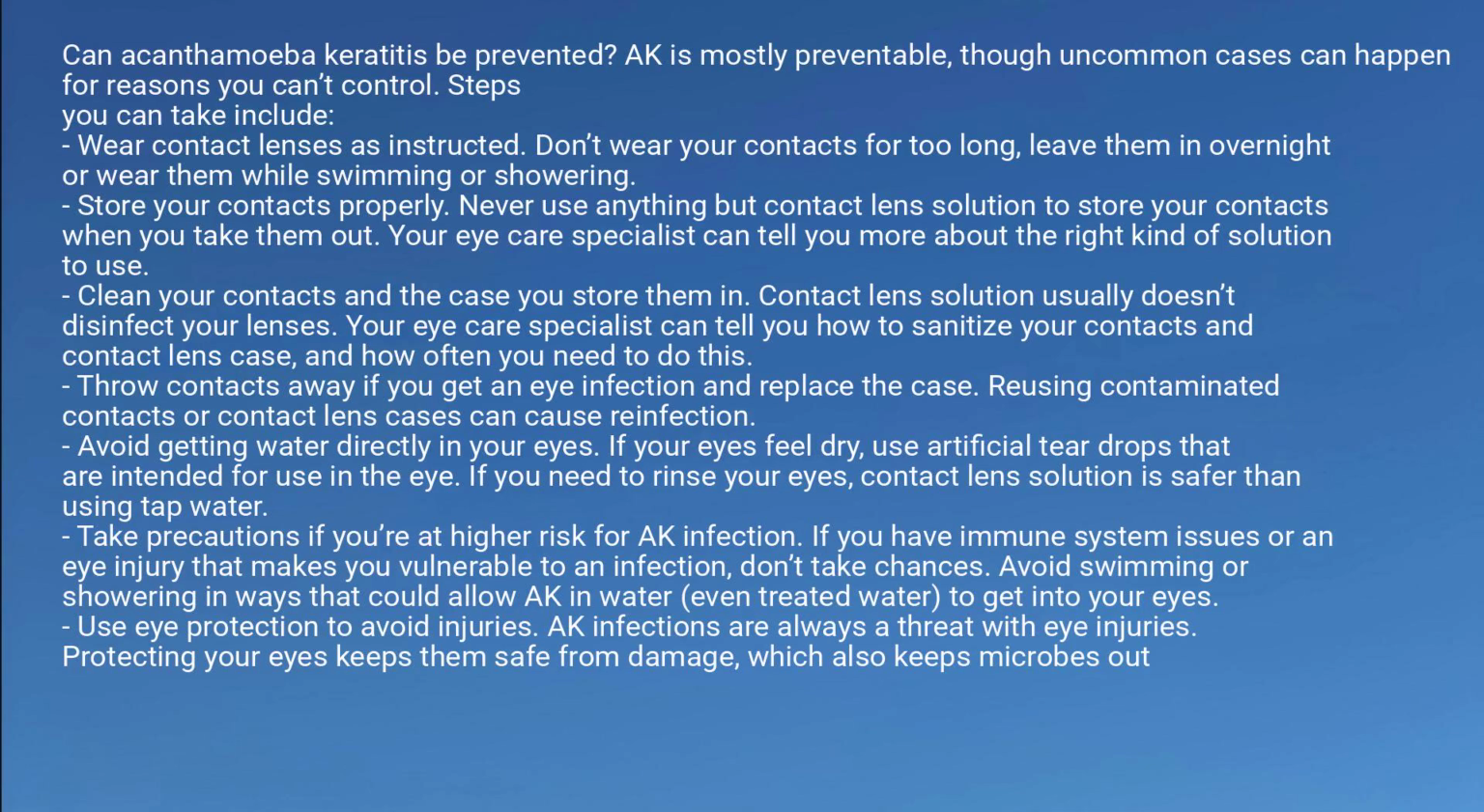Prevention. Can Acanthamoeba keratitis be prevented? AK is mostly preventable, though uncommon cases can happen for reasons you can't control. Steps you can take include: wear contact lenses as instructed. Don't wear your contacts for too long, leave them in overnight or wear them while swimming or showering. Store your contacts properly. Never use anything but contact lens solution to store your contacts when you take them out. Your eye care specialist can tell you more about the right kind of solution to use.